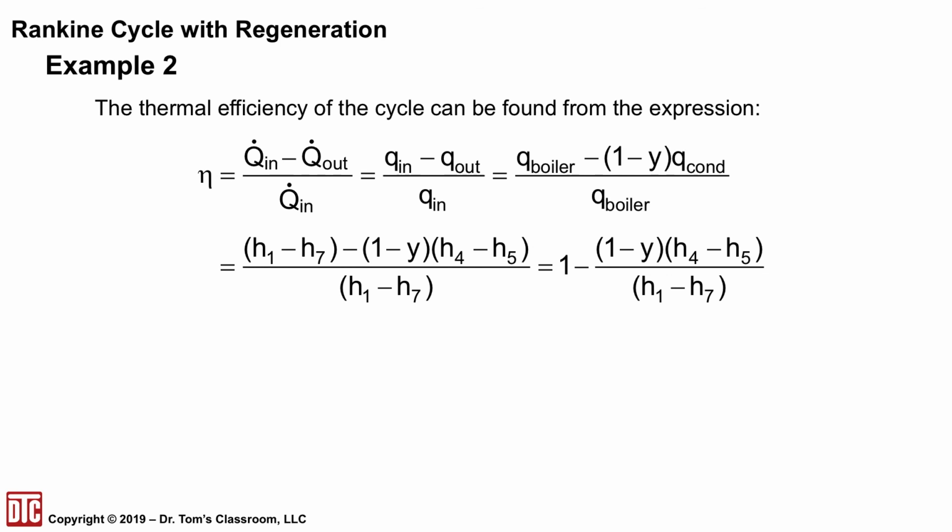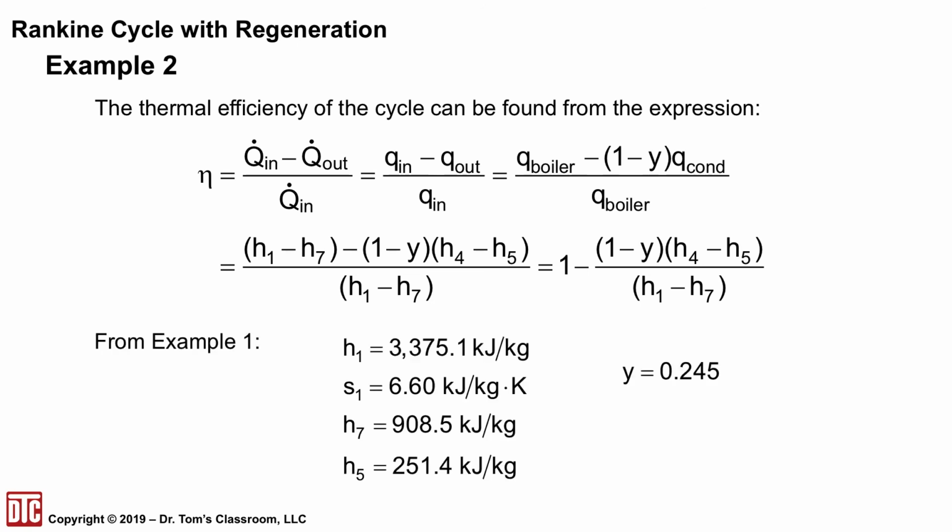So if we do that, the boiler is H1 minus H7, minus the 1 minus y times the difference in enthalpies across the condenser, divided by, again, the boiler, H1 minus H7. And what you do is do the algebra and just get 1 minus y times H4 minus H5, divided by H1 minus H7. Now, from example 1, we've already found a lot of that. We found H1 and S1, we found H7 and H5, and we also have y, 0.245. So all we need is H4.